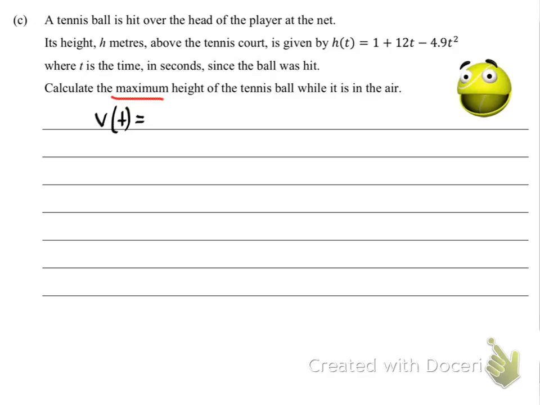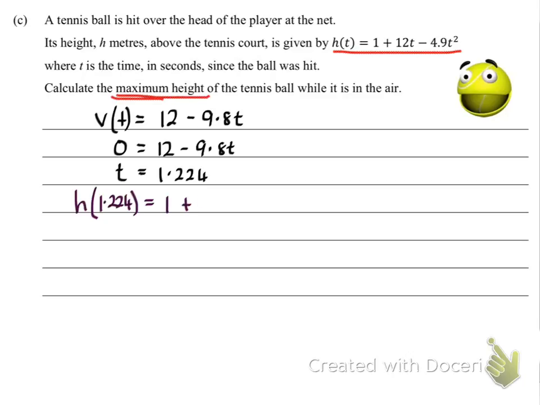Here we're given the velocity and we want the maximum height. We're given the height and we want a maximum, so we've got to find the velocity. So differentiate, multiply by the power, reduce the power by 1. Because it's a maximum, the height will be 0. So we solve that for 0 to find the time. So at 1.224 seconds, the ball is at its maximum height. Put that into the height equation, and we can work out what the actual maximum height is. Calculate that. 8.35 meters. That's pretty easy.